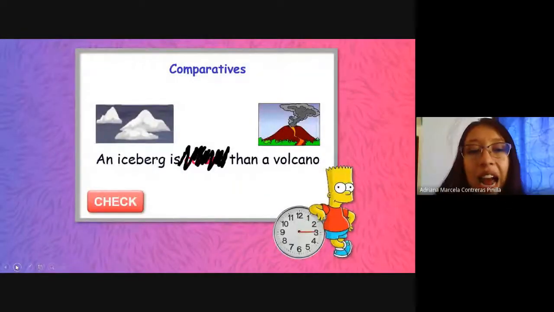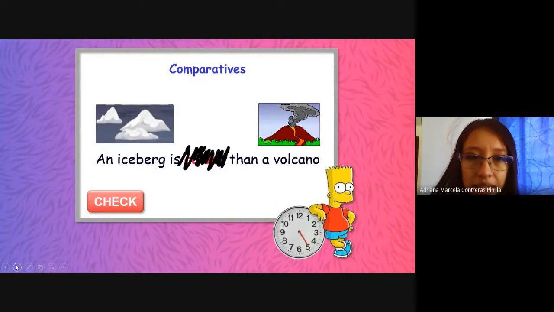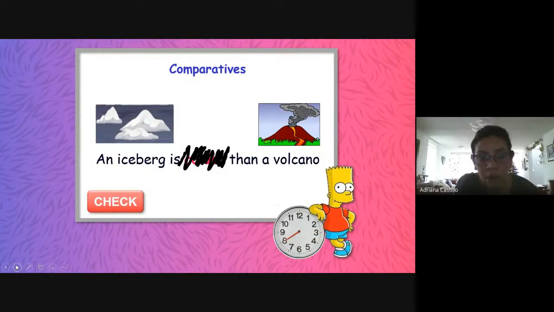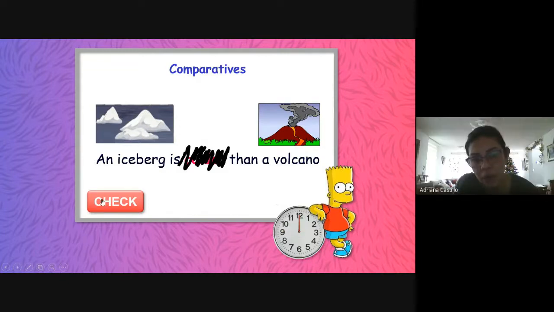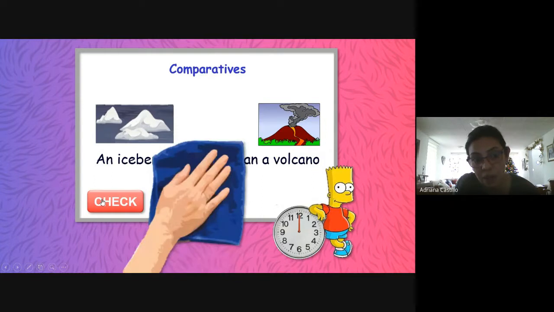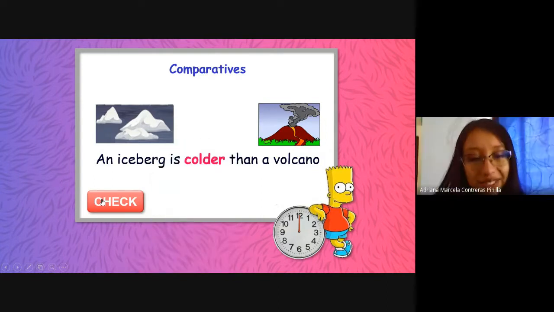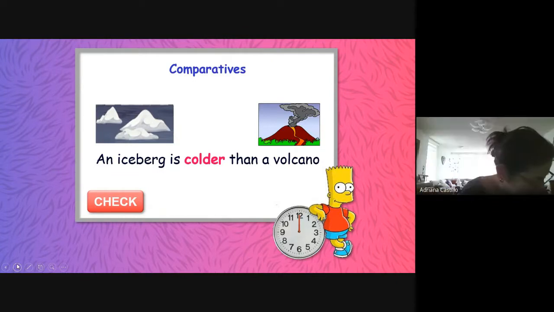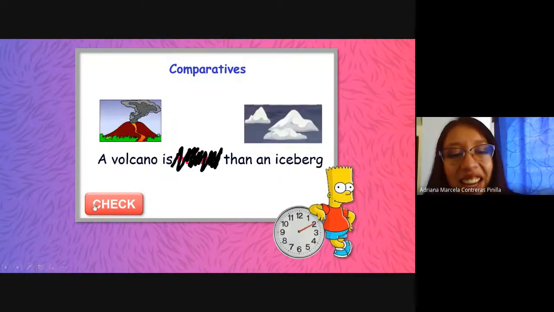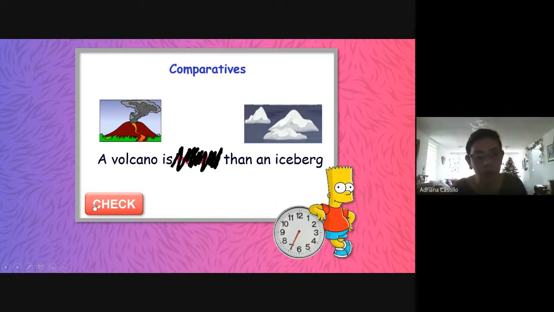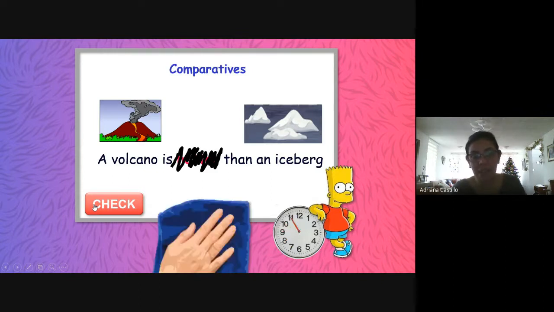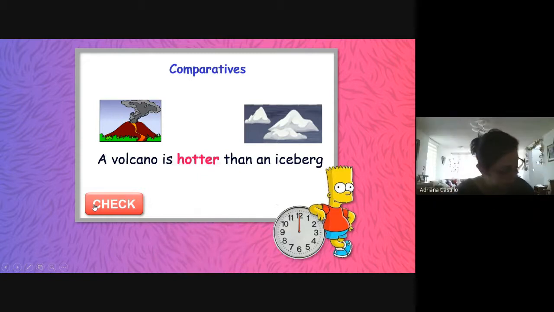An iceberg is colder than a volcano. Podría ser. Colder, más fría. Yes, very good. Pensé que no. No, it's a good example, don't worry. A volcano is hotter than an iceberg. O sea, más caliente, hotter.